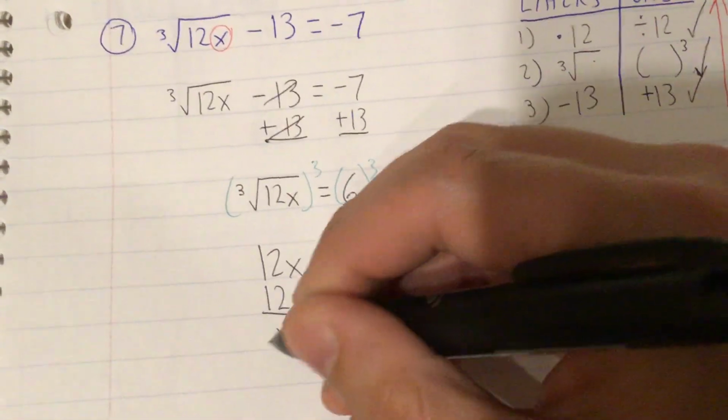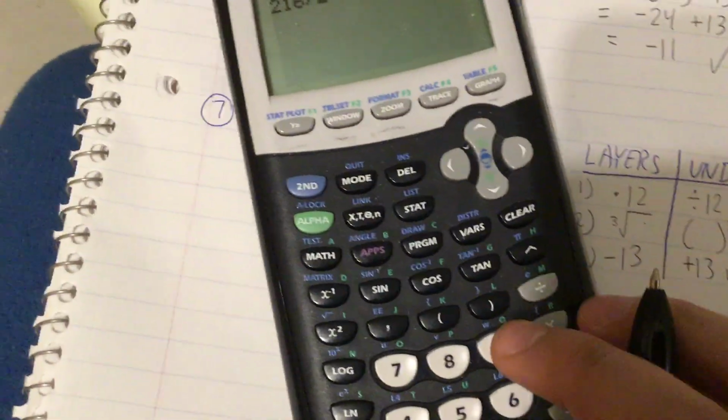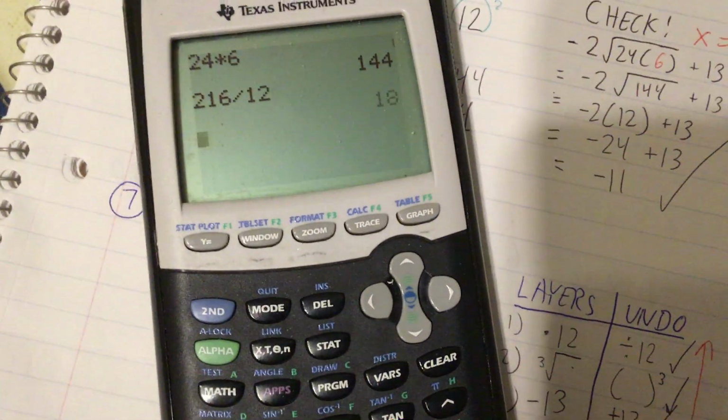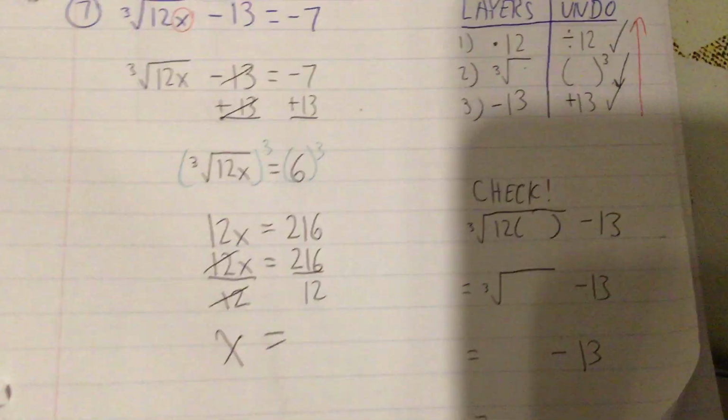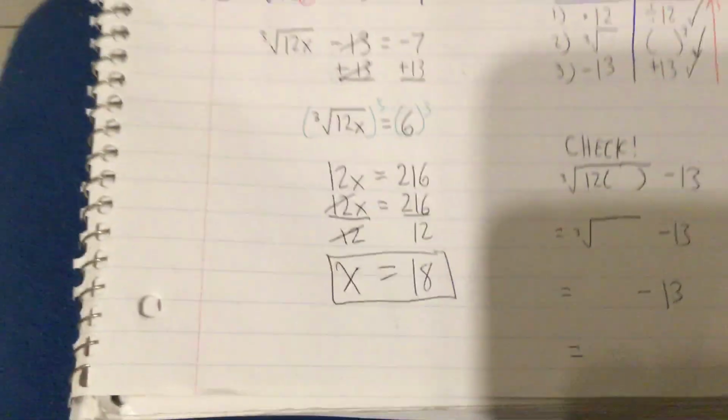Now, whatever 216 divided by 12 is, let's get this party started. 216 divided by 12 is 18. So x is equal to positive 18.